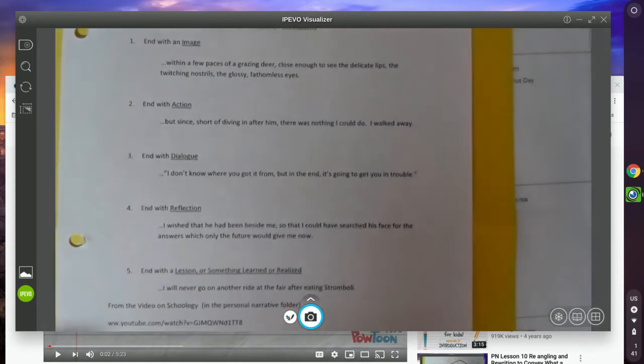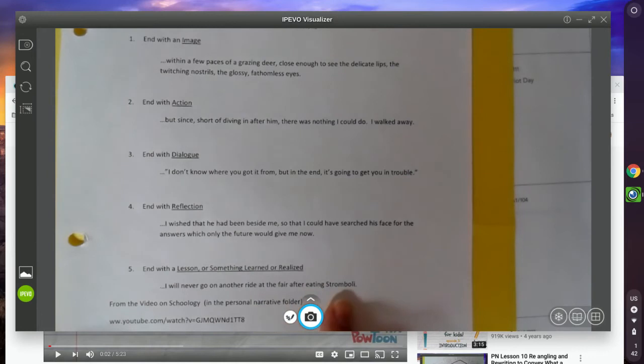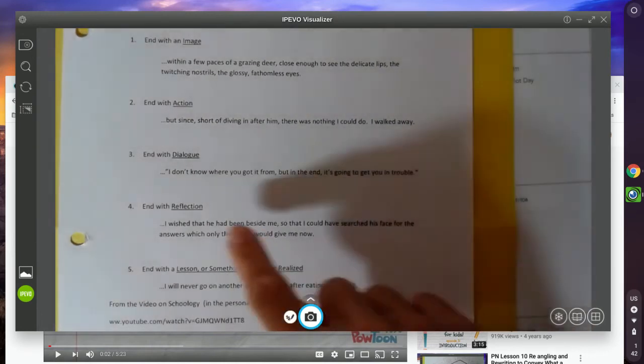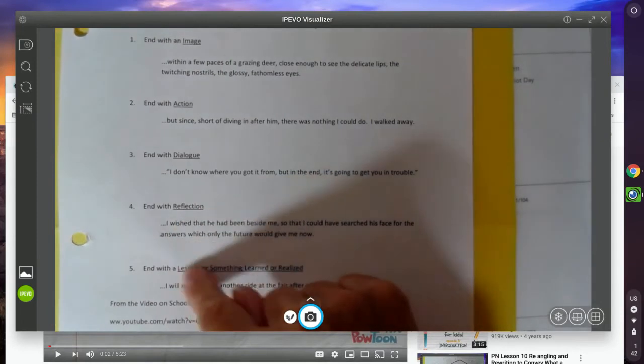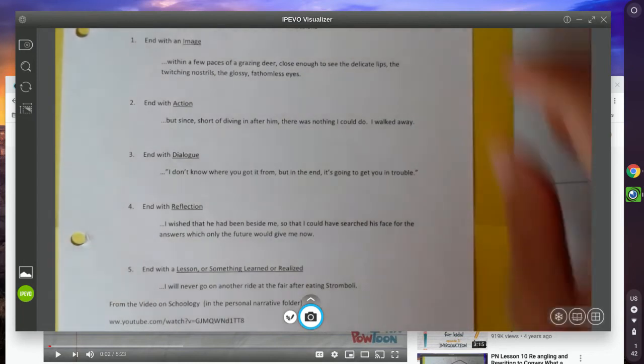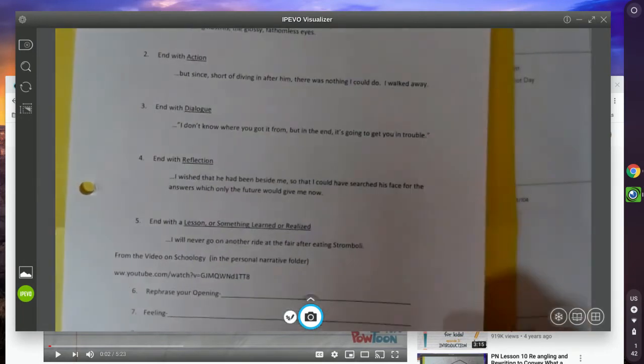And then, number five, we could end with a lesson or something learned or realized. "I will never go on another ride at the fair after eating Stromboli." All right, that's kind of funny. But I do kind of feel like, and everything will be okay, we kind of got a reflection mixed with something learned or realized. Obviously, he realized he was not going to be like his brother or his father.